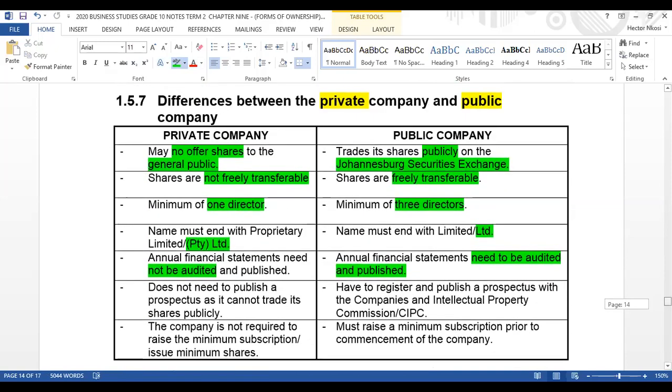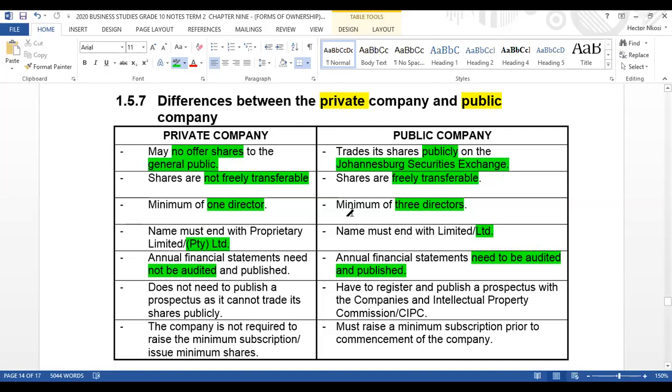Why? Because in a public company, boys and girls, that's where you get most of your shareholders. When you publish your annual financial statements, you're attracting more shareholders to come and invest in your company. Whereas a private company is an internal company where the majority of things are not disclosed to the public, whereas in a public company, we are going to disclose.